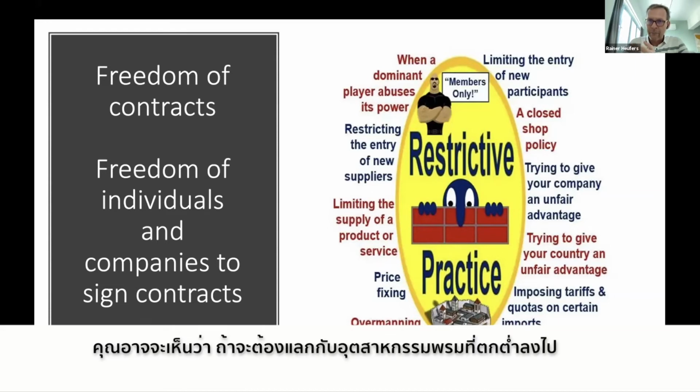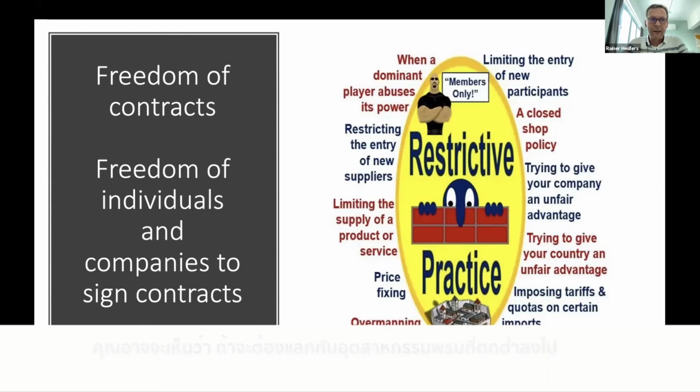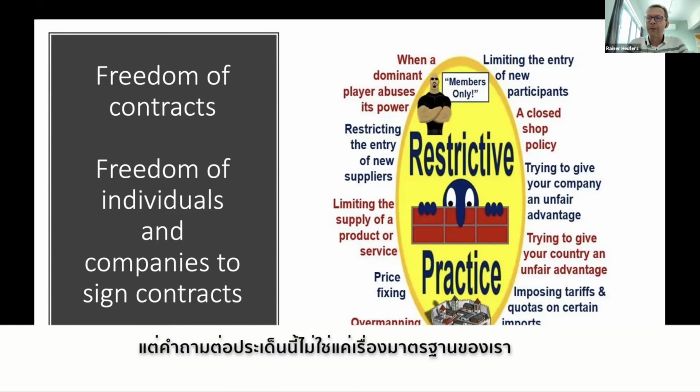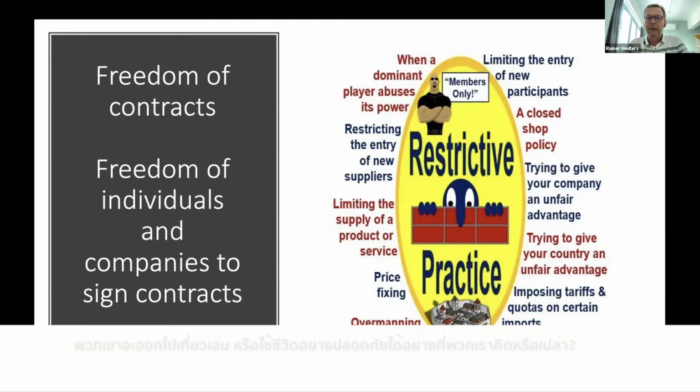Now you would say, okay, well, if that is what it takes, at least the kids are not producing carpets anymore. Sounds reasonable. However, the question is not just what our standards are. The question is, what are the alternatives for the children?